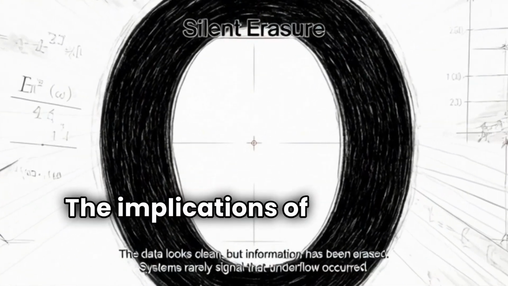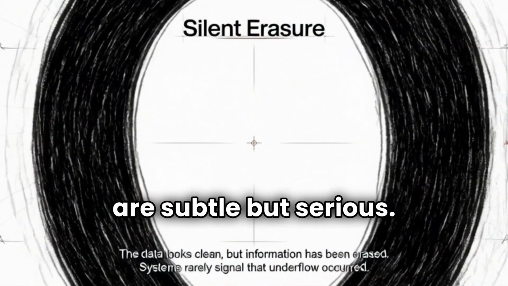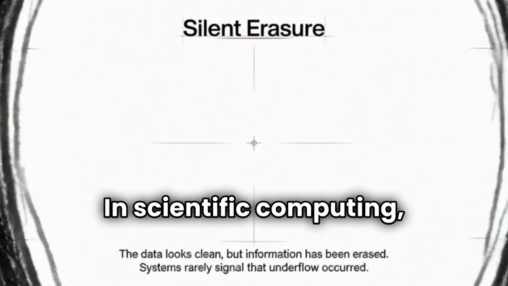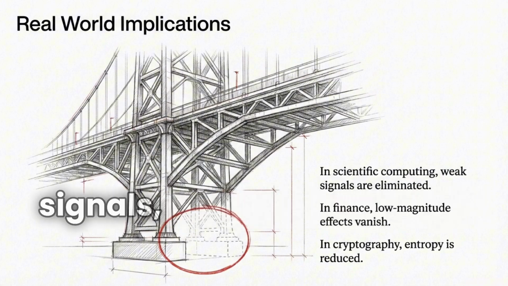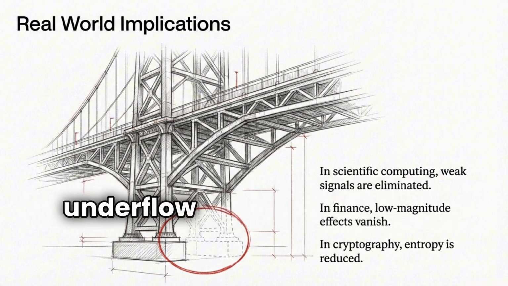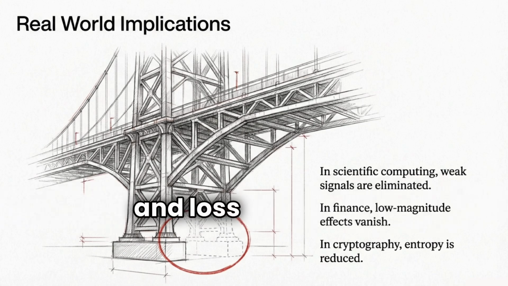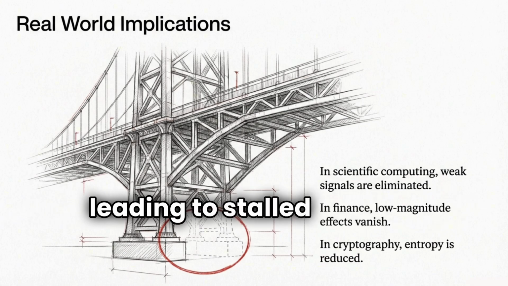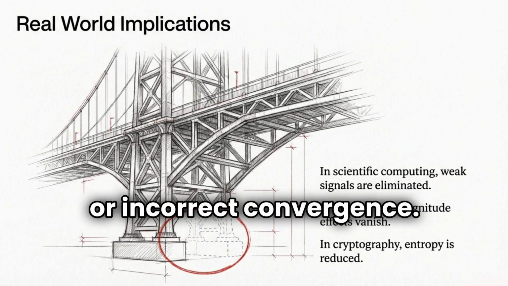The implications of underflow are subtle but serious. In scientific computing, underflow can eliminate weak signals, distort simulations, or bias results towards zero. In machine learning, underflow affects probability calculations, gradient updates, and loss functions, leading to stalled training or incorrect convergence.